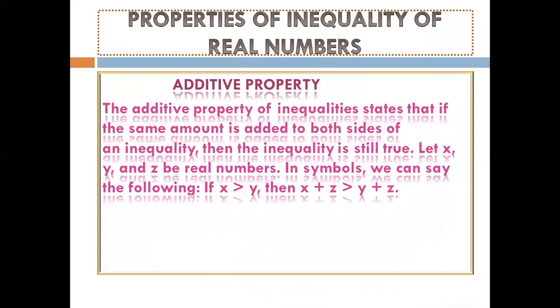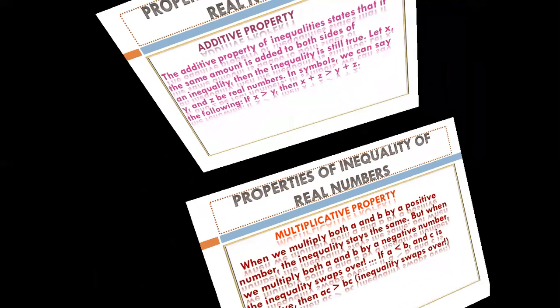Additive property: when we have an inequality, we can add the same number to both sides. Like we have x is greater than y, if you add z to both sides, the inequality will be unchanged. If you have x is less than y, you add any number to both sides, then the inequality will be unchanged. This is called the additive property. In the previous, we learned about the additive property of equality, and this is the additive property of inequality. Almost all the properties are the same in equalities and inequalities.